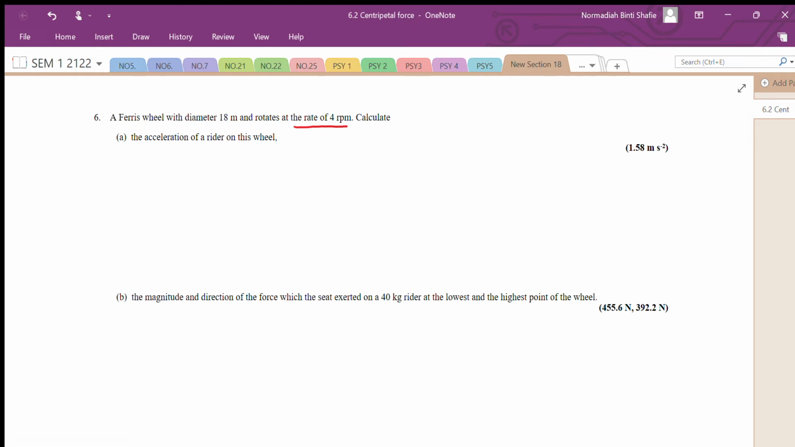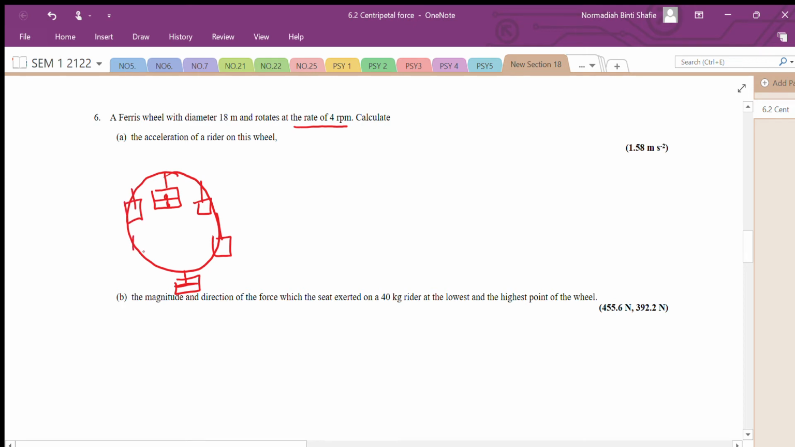First of all, apa yang perlu kita buat di sini, kita kena analisis soalan ni. Soalan ni berkaitan dengan Ferris wheel. Okay, let's start dengan lukis gambar Ferris wheel. Ferris wheel ni contoh dia seperti Eye on Malaysia tu kan. Kita ada satu cage untuk penumpang berada, bahagian atas dan juga bahagian bawah.